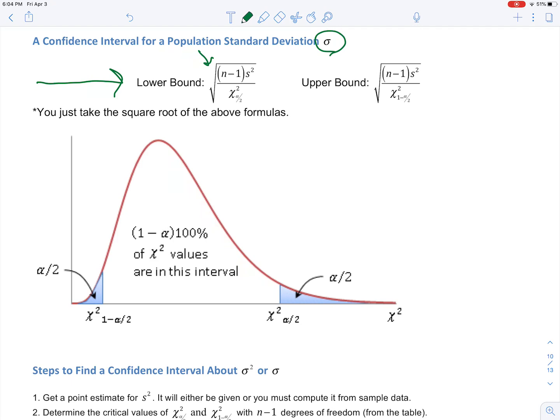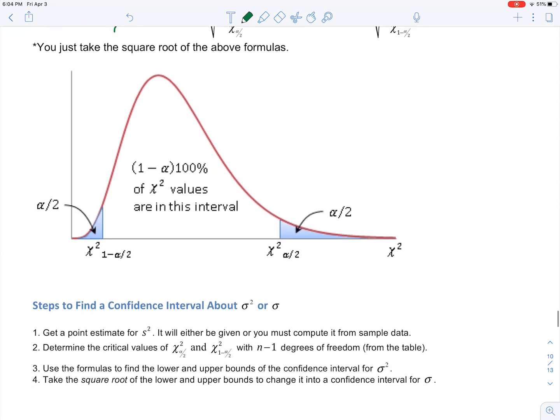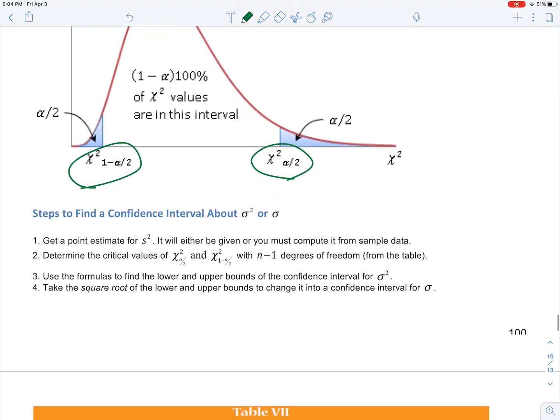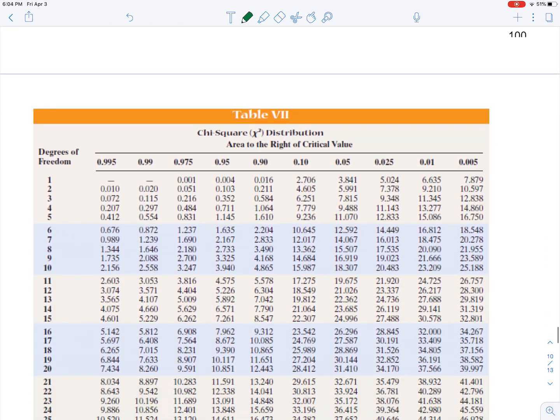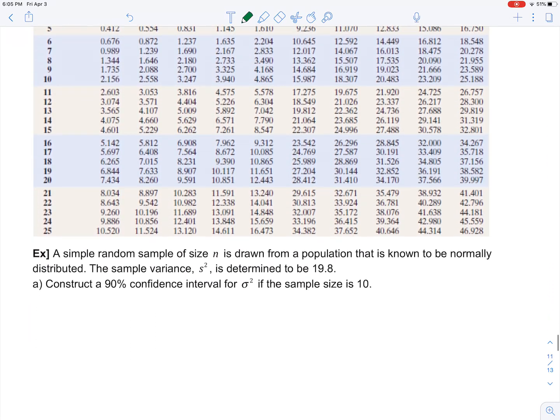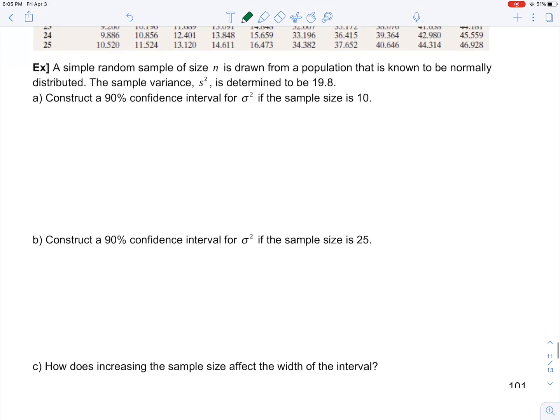So here's just a sketch of what this chi-square distribution looks like. You'll see that it's not symmetric, and that is why the confidence interval will have a slightly different structure. It will not be point estimate plus or minus margin of error. It really can't be, because the point estimate is not going to be in the center of this distribution. So this picture kind of tells us the main point of these two different chi-square values in the formulas. I put some steps here out in words, but we're going to go ahead and go over an example together. We'll need this table as well.